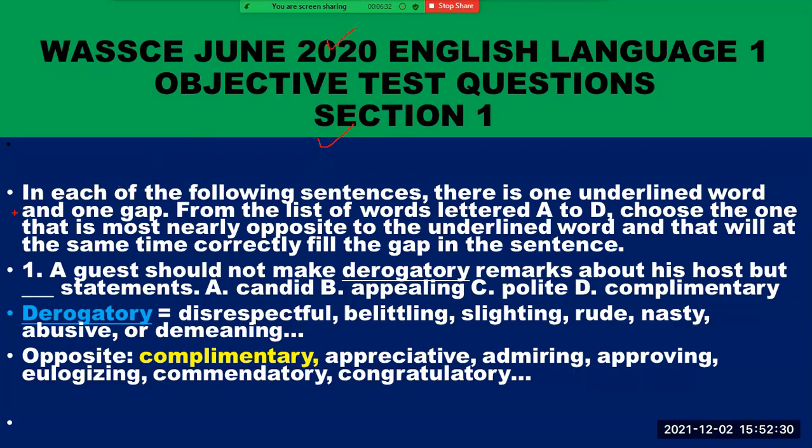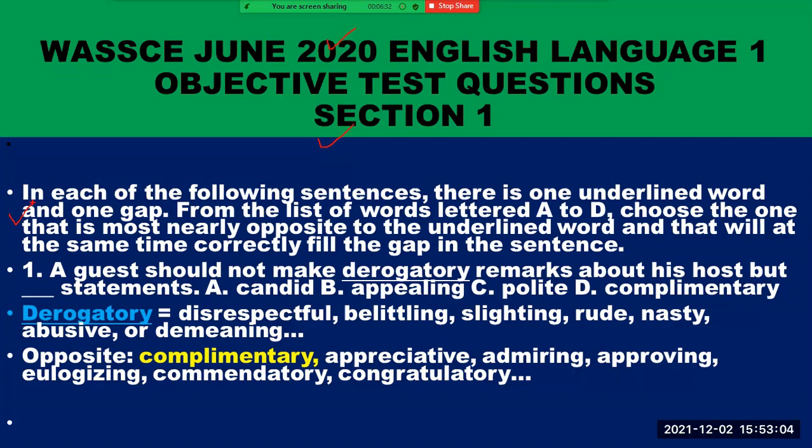And then look at the instruction. In each of the following sentences, there is one underlined word and one gap. From the list of words lettered A to D, choose the one that is most nearly opposite to the underlined word and that will at the same time correctly fill the gap in the sentence. And then we have number 1. Look at the question in number 1. A guest should not make derogatory remarks about his host, but dash statement.